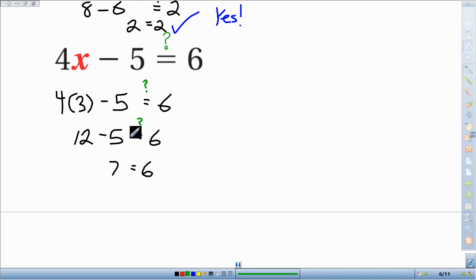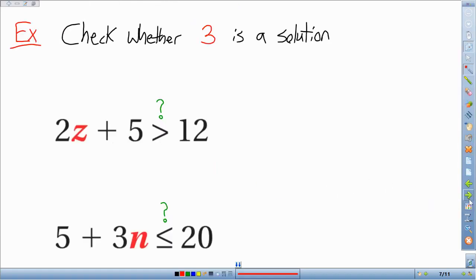I forgot my question mark here. Okay, so is 3 a solution for this equation? It looks like no, it's not. Sometimes I put a big X here, or again, you can just put no, doesn't work. So really simple, but now we're dealing with the idea of plugging numbers into an equation, seeing if it actually works.